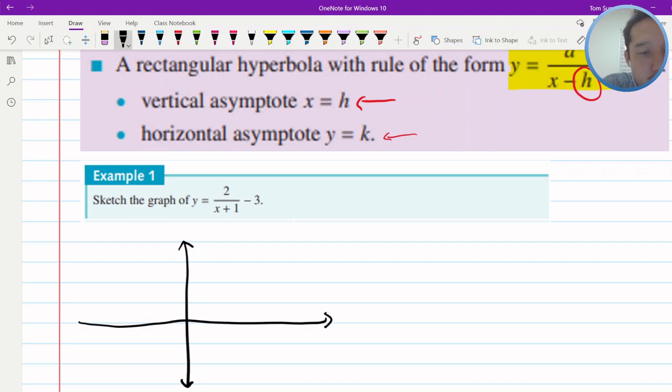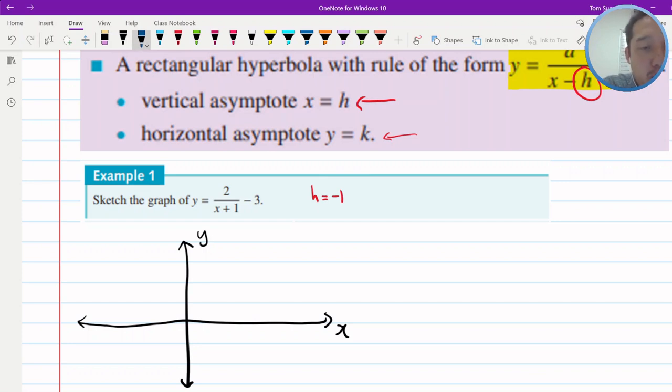Here's our y value, here's our x value, and we can just start. We know that here it's x plus 1, which means the h value is equal to negative 1. I'll write it here so you can see: the h value is equal to negative 1, which means we have our vertical asymptote. Our vertical asymptote is at x equals negative 1.